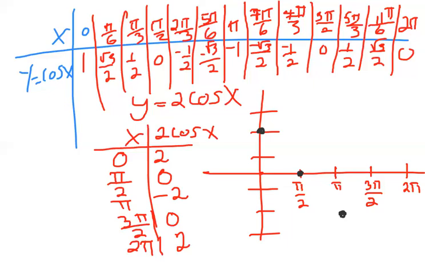So guys, let's look. At 3 pi over 2, we're at 0. And then at 2 pi, we are at 2. Shazam, look at this graph, guys. There you go. There's your cosine graph, guys. And notice right here, we have a minimum value at negative 2.